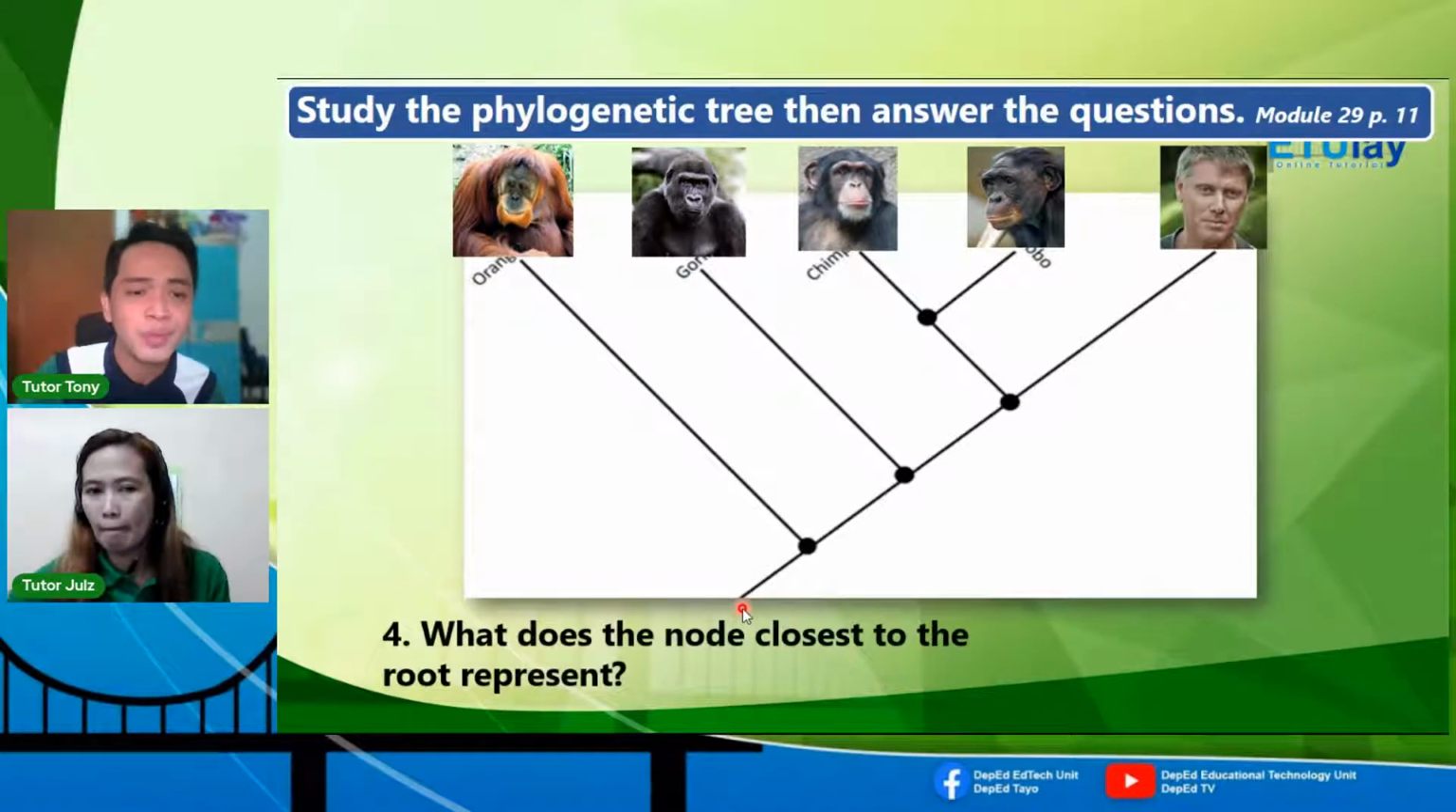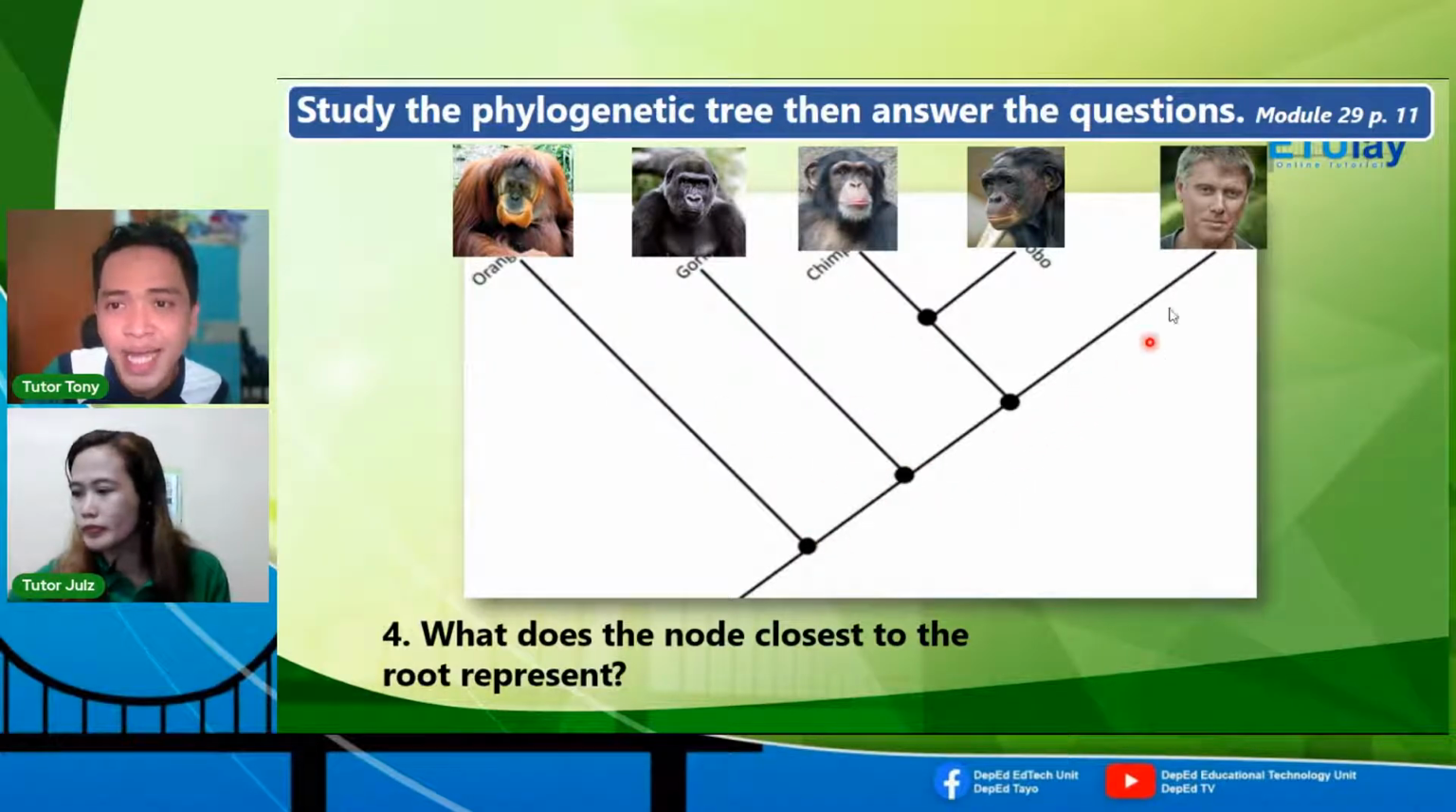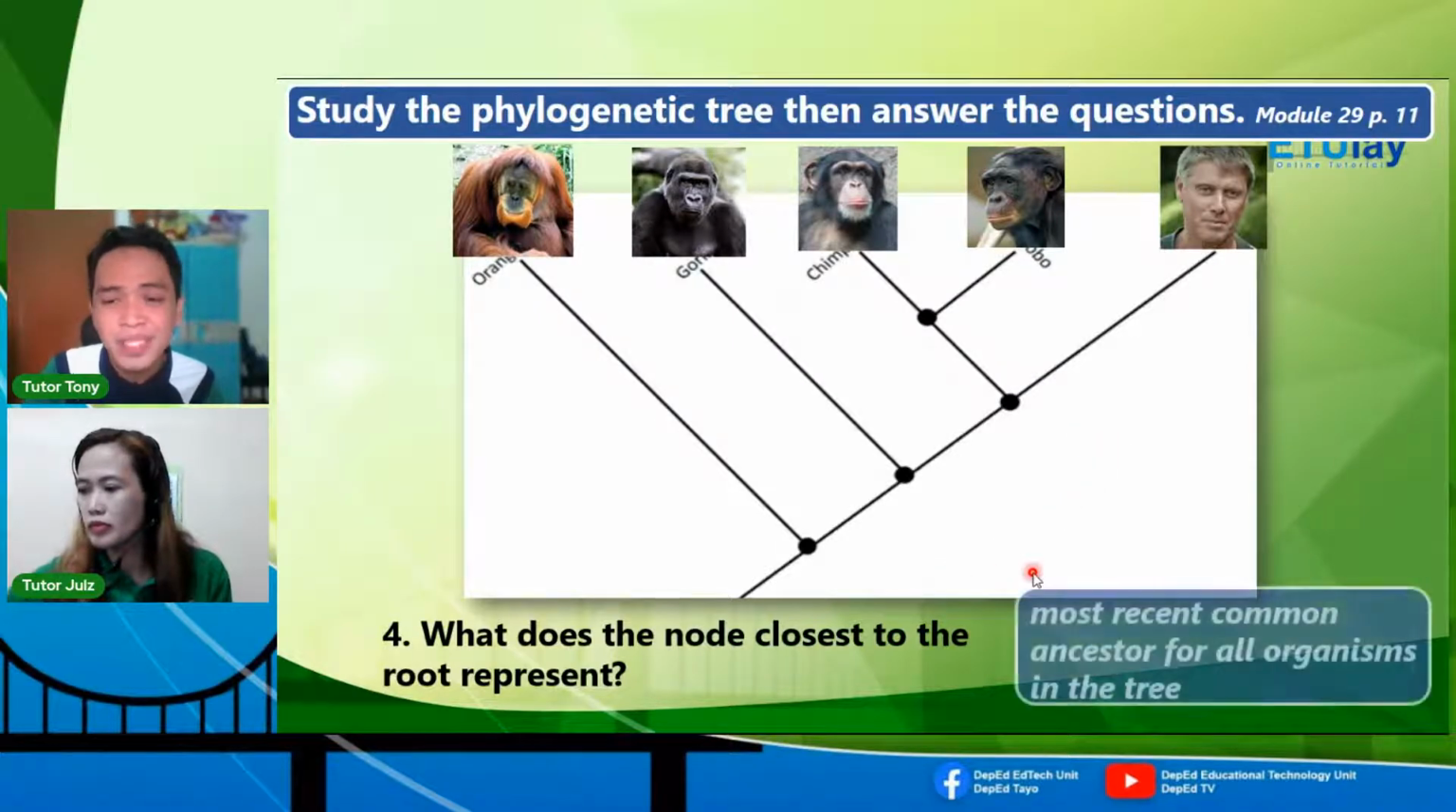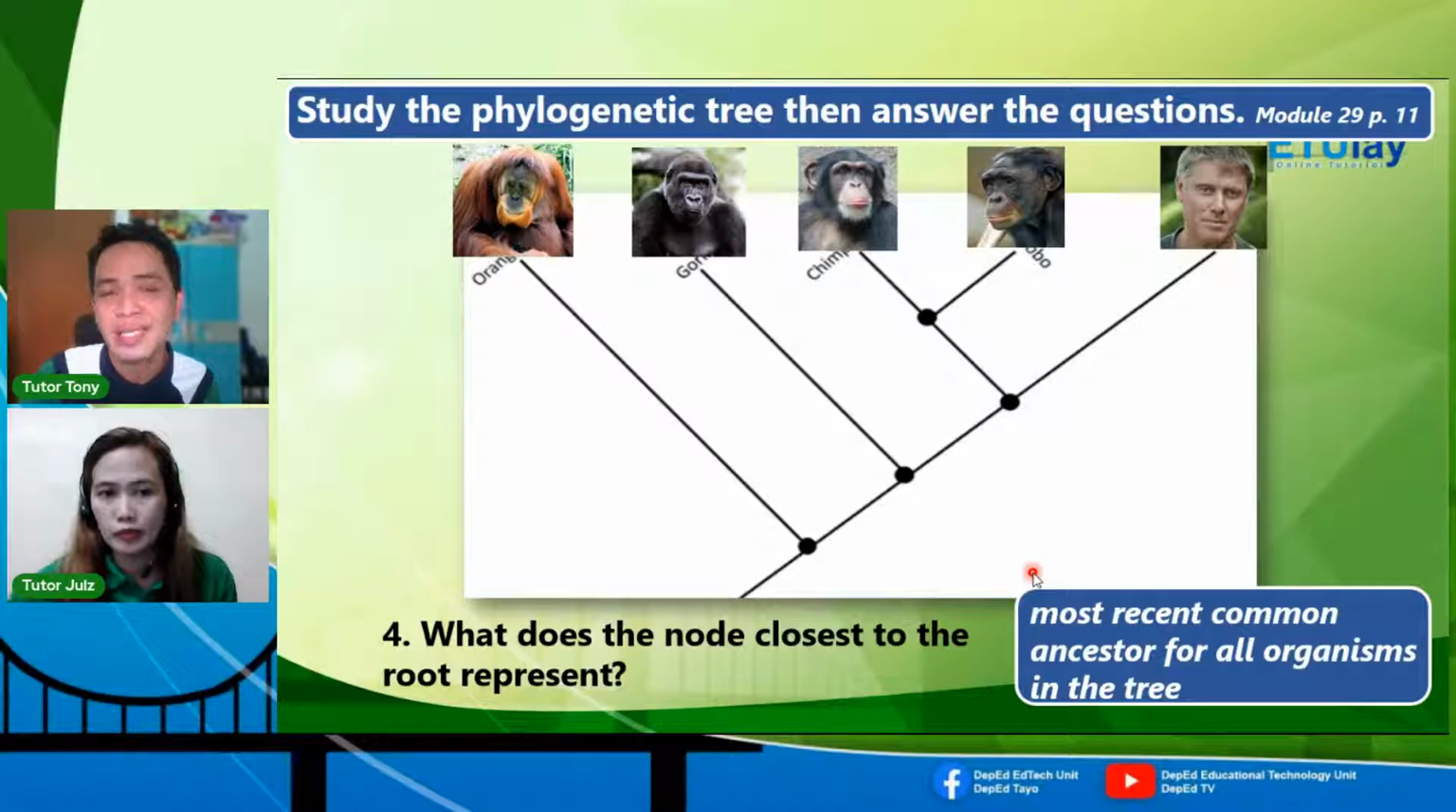Number 4, ito naman. What does the node closest to the root represent? Itong point na ito. So sa point na to, marami, parang may sakop niya lahat ng branching out sa specific phylogenetic tree na to. So ano nire-represent nun mga ka-ELS or mga students natin? It represents the most recent common ancestor for all organisms in the tree. So sa lahat na. Alright? So kanina kasi dito, di ba, on specific organisms lang. Ito naman lahat. Kumbaga, they share similarities or they share common ancestor, they share common characteristics.